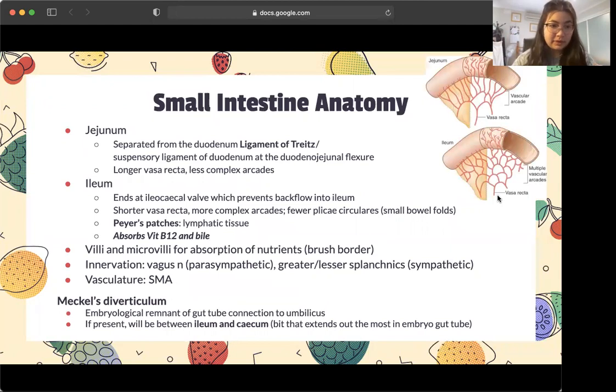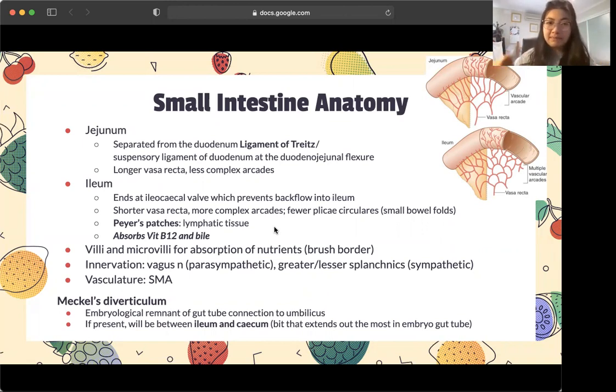Yes. We already talked about a lot of this. Do be aware that the jejunum and ileum tend to have longer vasa recta and less complex arcades. So if we just kind of channel this diagram into our brain, you will remember it. The ileum, we want to know that the ileum has Peyer's patches. So that's kind of the lymphatic tissue, so part of the immune system of the gut. And it absorbs vitamin B12 and bile.